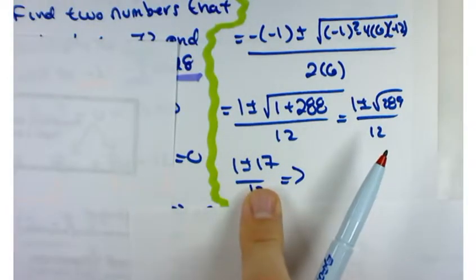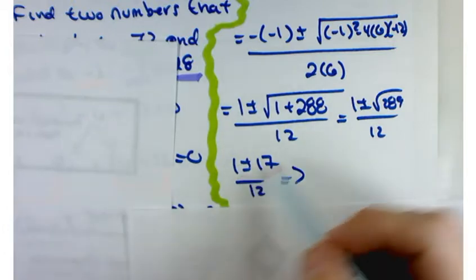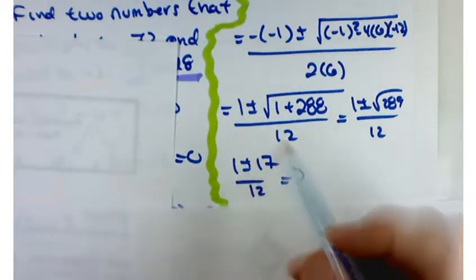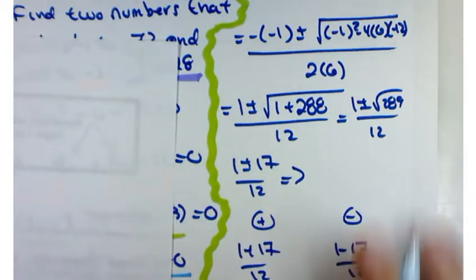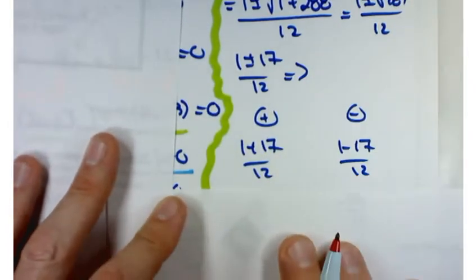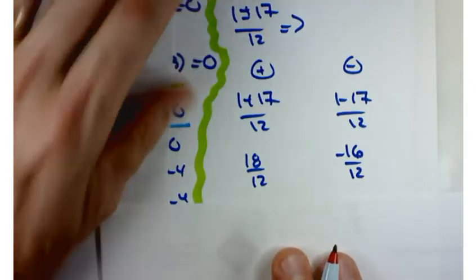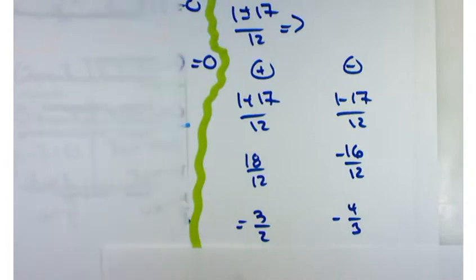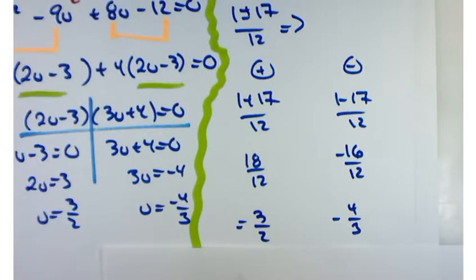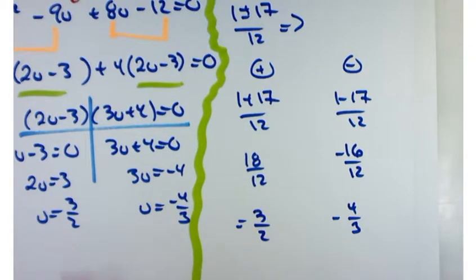And now you've got 2 possibilities: 1 plus 17, or 1 minus 17, both divided by 12. And then both of these simplify, and then simplify some more. And guess what? That exactly matches what I had over here. So you get 3 halves and negative 4 thirds. So it's up to you which way you want to solve this one.